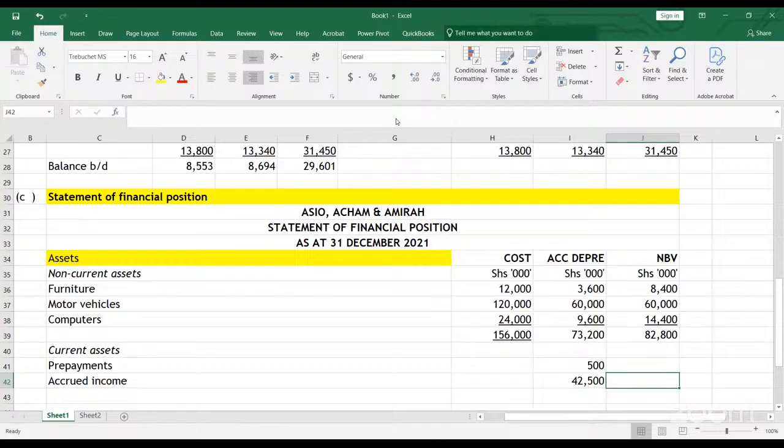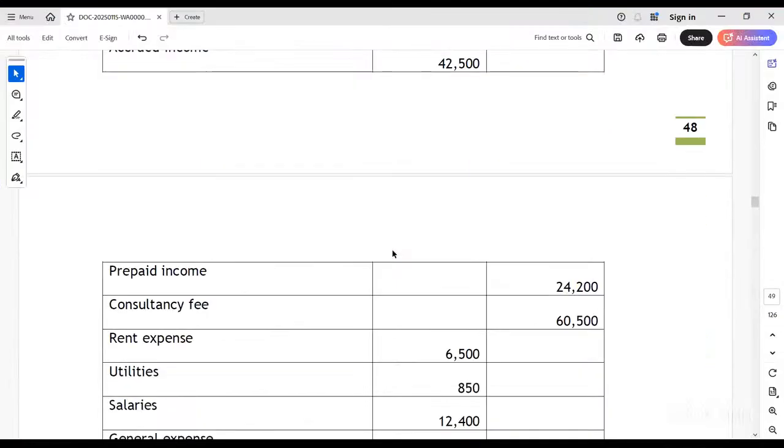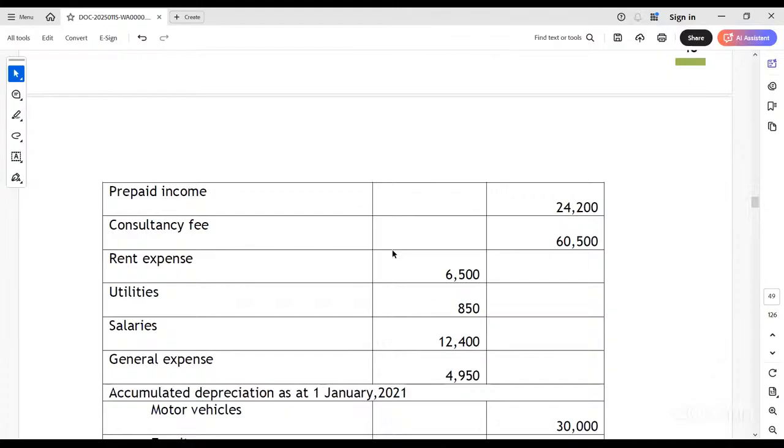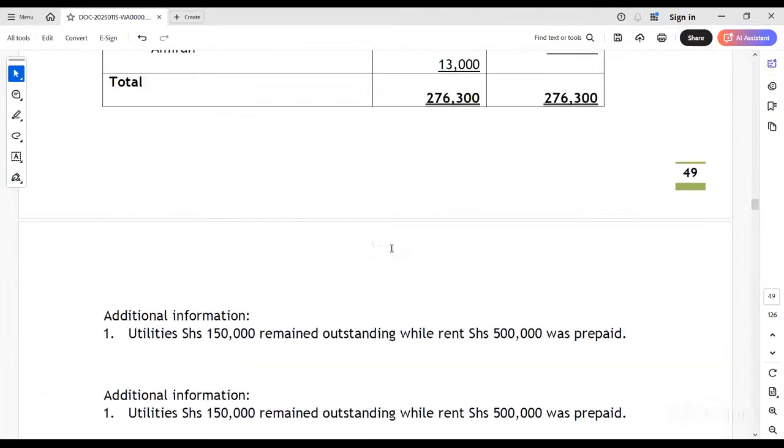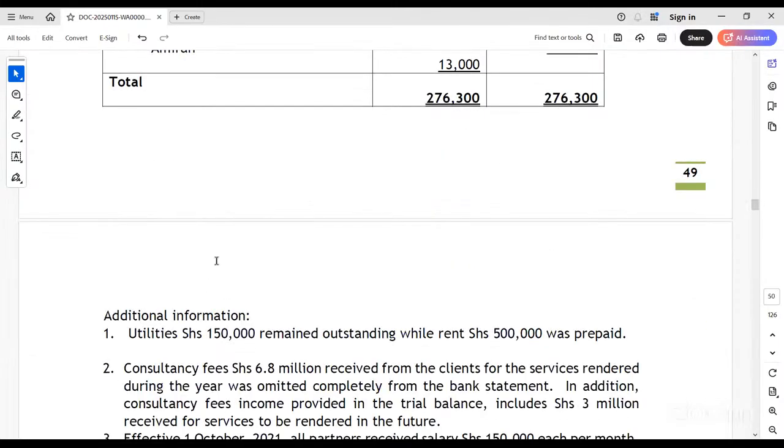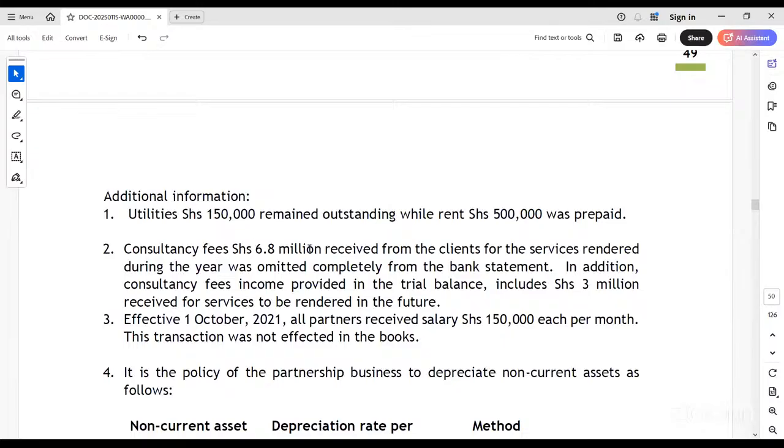Cash and bank. What about the consultancy fees received in the additional information? Is it an income? Let me check. Consultancy fees of 6.8 million received from the client for the services rendered during the year were completed from the bank statement. This is income.